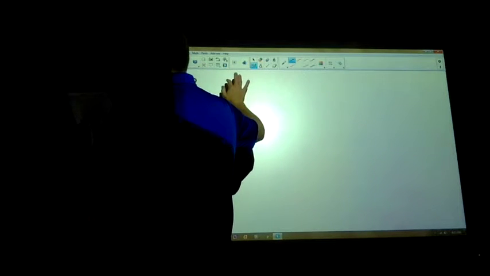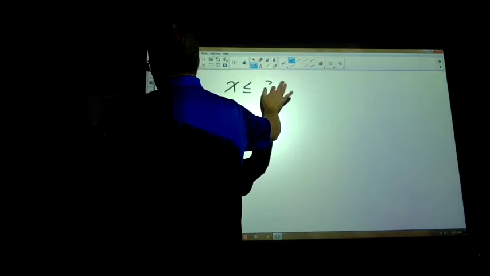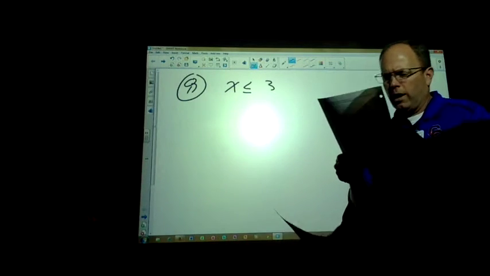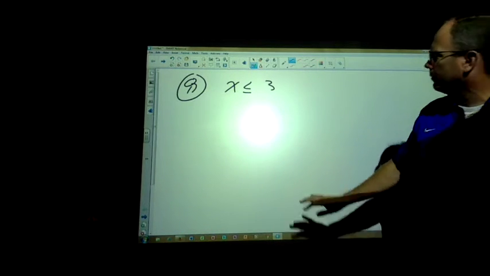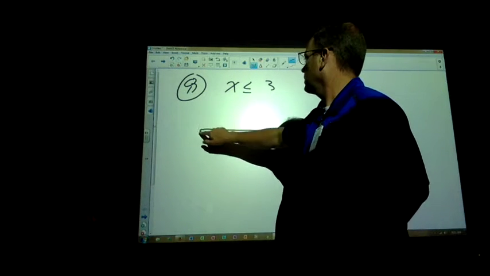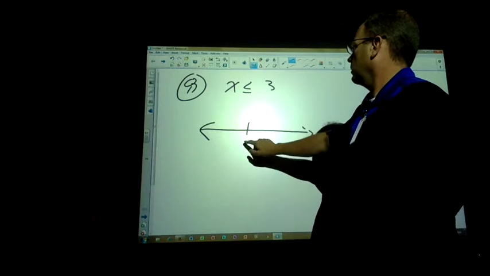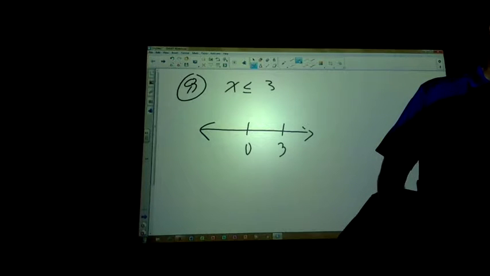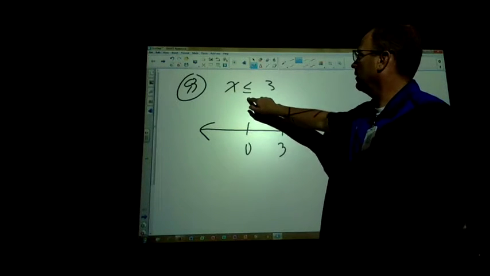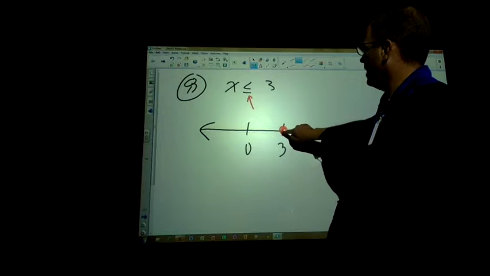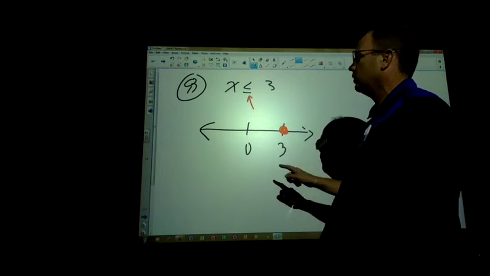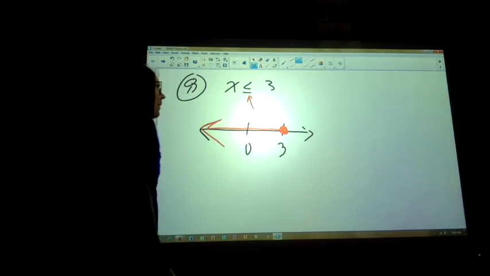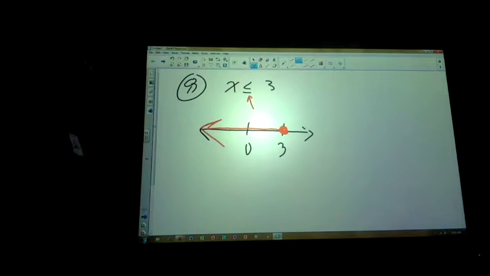Number 8, we have x is less than or equal to 3. Number 8 says graph the inequality, then write it in interval notation. On the number line, put a 0, put a 3. Closed dot, that's going to give us the closed dot here. And then I want to shade values that are less than 3, so I'm going to shade to the left.